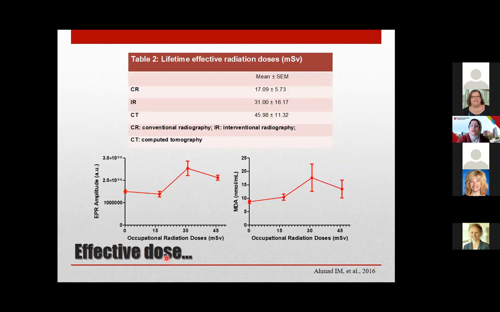And then we decided to create a dose-response relationship for the superoxide level as well as the lipid peroxidation. As you can see in both, there is a threshold dose-response relationship where we have a threshold at 17 millisievert, which is equivalent to the CR subgroup. And this response increases as we go beyond that threshold dose, with a lack of linearity shown as we go beyond 31 millisievert, which is equivalent to the dose received by the IR subgroup. And this is shown in both curves.